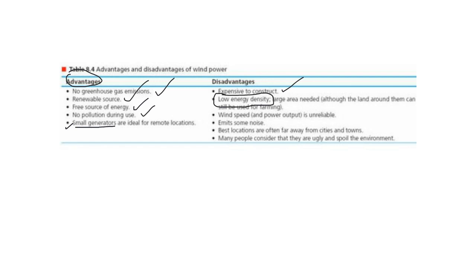Low energy density. That means you need a lot of wind turbines to compensate for, say, a fossil fuel or a nuclear power station. Wind speed is unreliable. It's not always windy. It can be noisy. They can be quite far from where you need them, so it's difficult to build them close to where the electricity is going to be used.